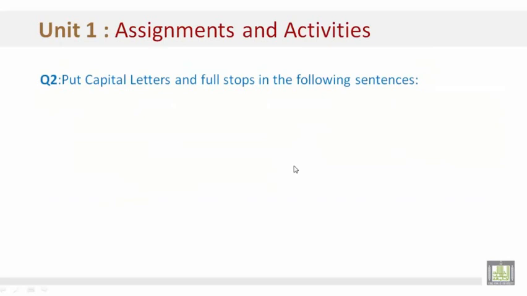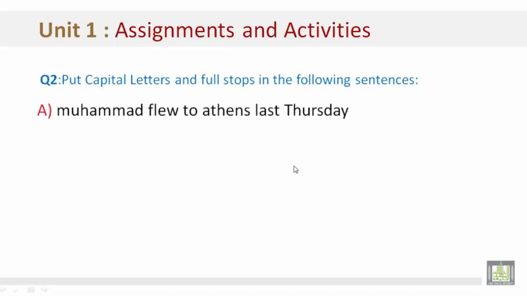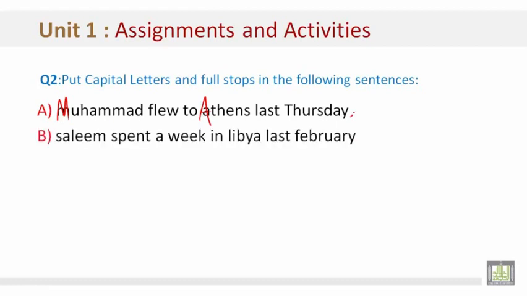Assignments and activities. Put the capital letters and full stops in the following sentences. Muhammad flew to Athens last Thursday. Well, Muhammad, this is a name. Flew to Athens. This is a place. What else are we missing? A full stop.